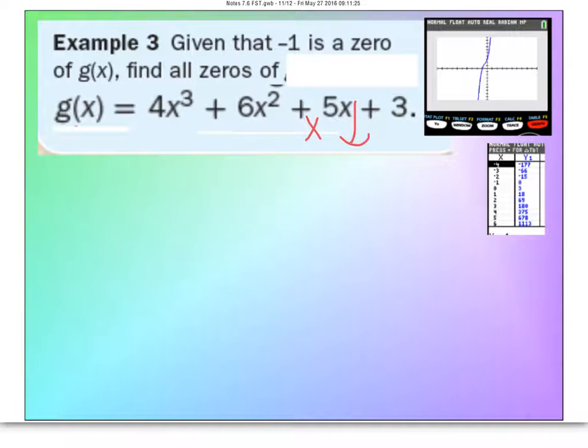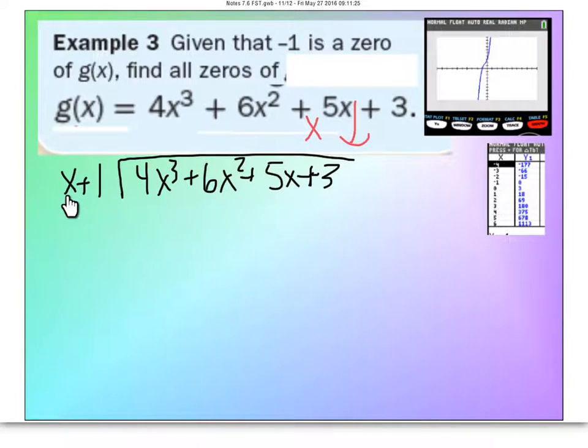And let's start the long division. To make an x, a 4x cubed, I need a 4 and an x squared. Multiply through, and that'll be plus 4x squared.